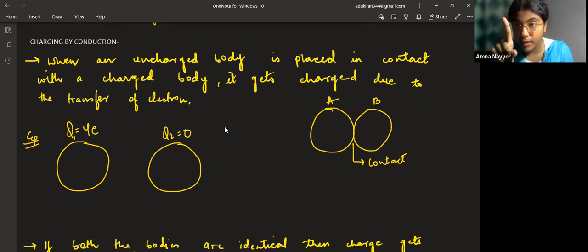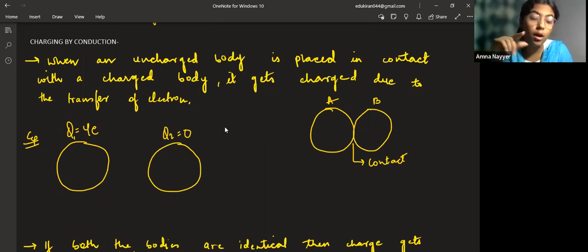One case which is very important for your board examination, because that case is only given, is when the bodies are identical. Identical bodies mean what? If two spheres are there, their radii are equal. If two cubes are there, their lengths are equal, right? Like this, bodies are identical, same. If your spheres are identical, then what will happen? Charge distribution will also be equal. And you get questions from this part only, where identical bodies are given. You do not get questions from unidentical bodies, because there the charge distribution is not equal.